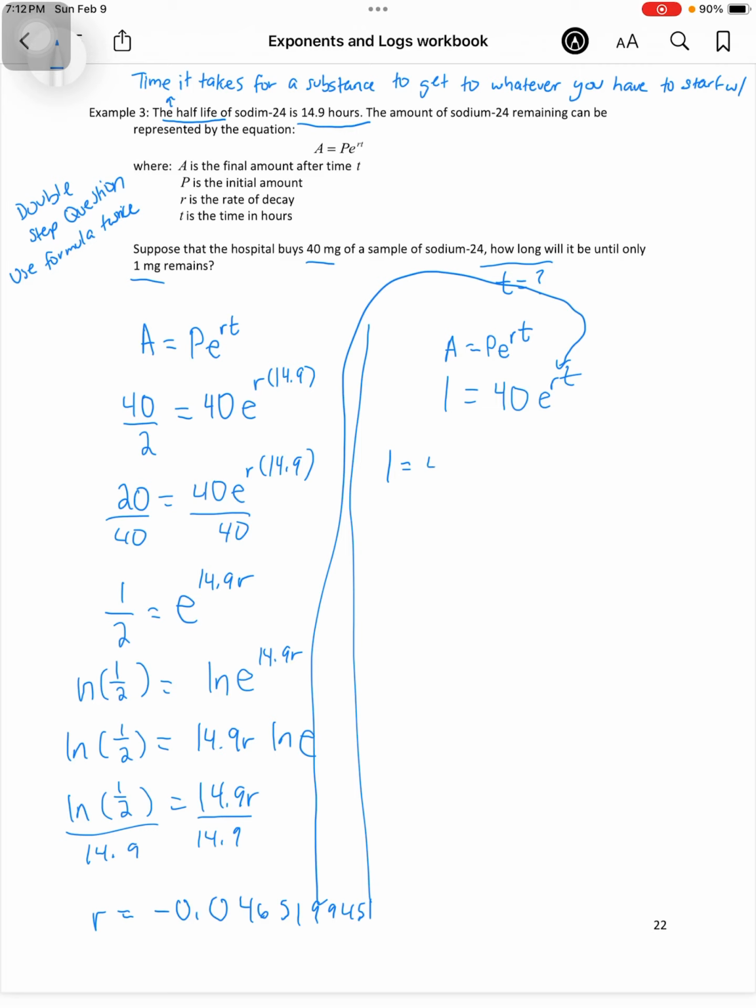So here 1 equals 40 e, and then it's going to be negative 0.046, a whole big number. And I want it by itself, so I'm going to divide both sides by 40, so this is 1 over 40 equals e to the negative 0.0465.